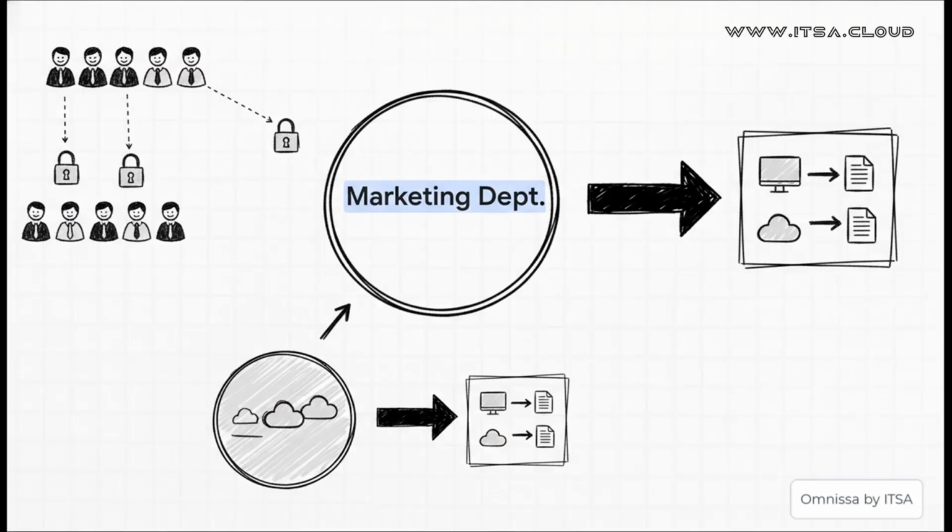I mean, sure, you could manage permissions one person at a time, but that's just not going to work when you have thousands of users. The real power, the magic of it all, is organizing users into groups. So when the marketing department needs a new app, you don't have to touch 50 different accounts. You just update one group. That's efficiency.